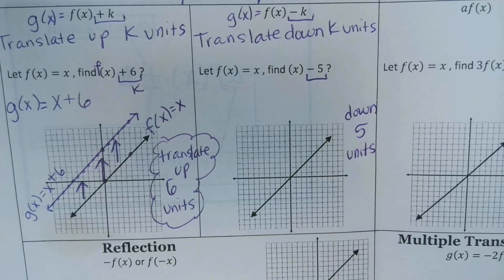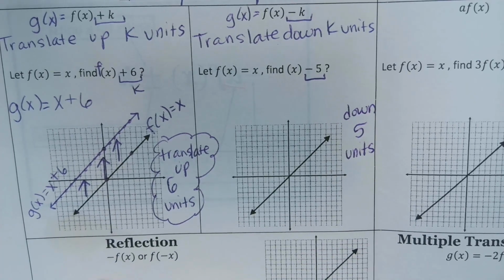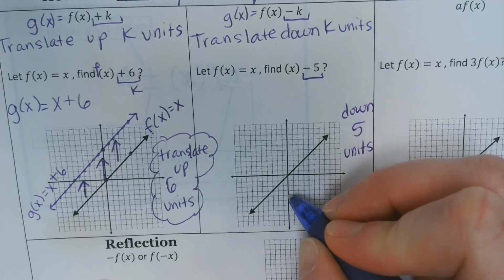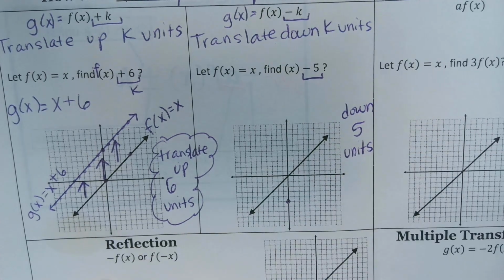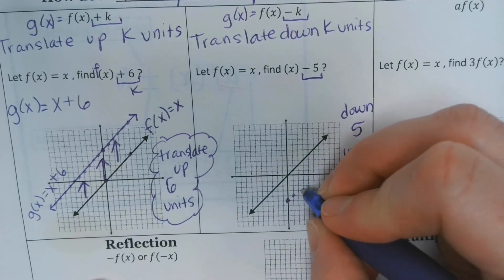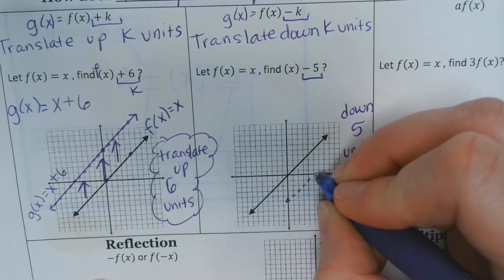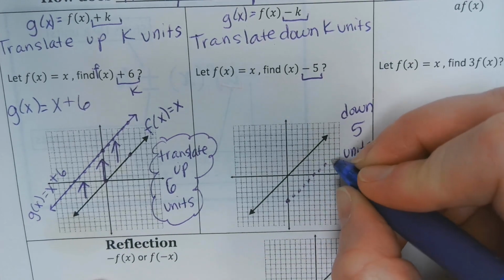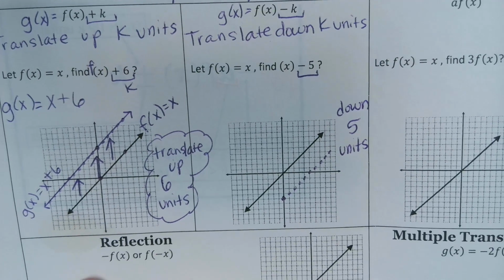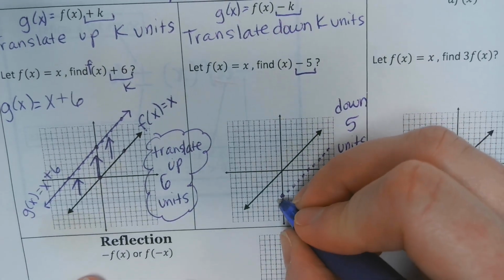So just knowing that, we can graph our line. It's going to be down 1, 2, 3, 4, 5. It's going to have the same exact slope. Up 1 over 1. Make all your pretty points. Same slope, different y-intercept.